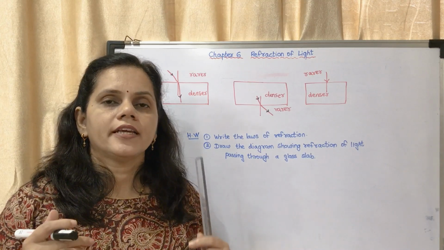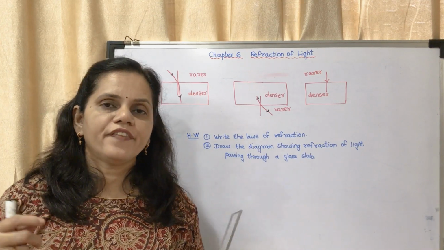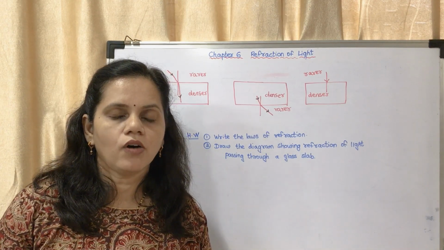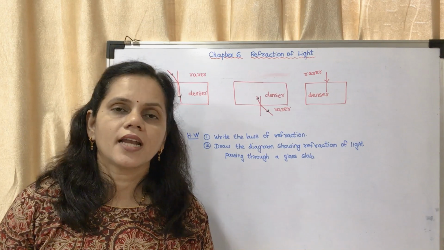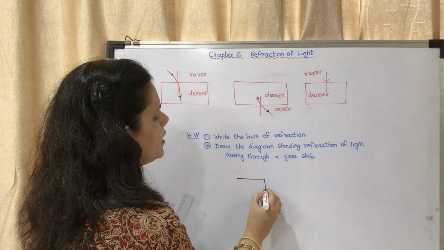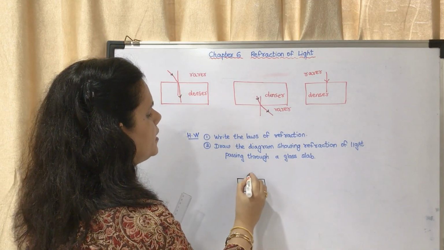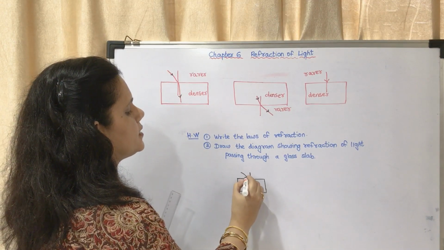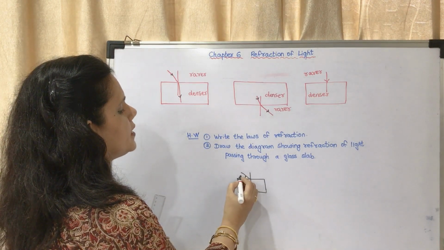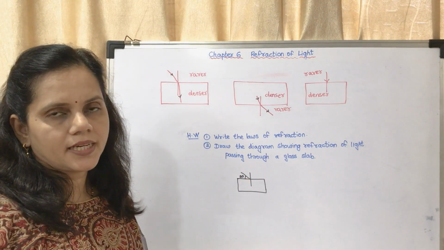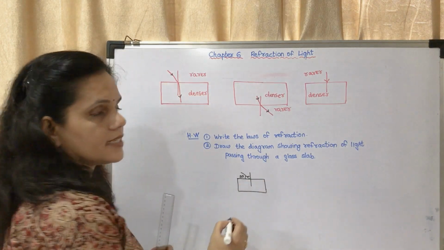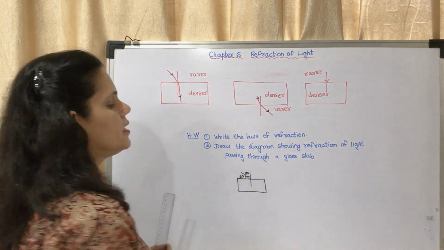Now, if a question is asked where an incident ray makes an angle of 30 degrees to the glass slab, it means, if this is the glass slab, this is the normal, and this is the ray, this angle will be 30 degrees. If this angle is 30 degrees, what will be the angle of incidence? The angle of incidence is this. The angle of incidence will be 60 degrees.